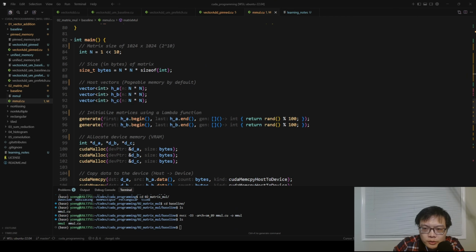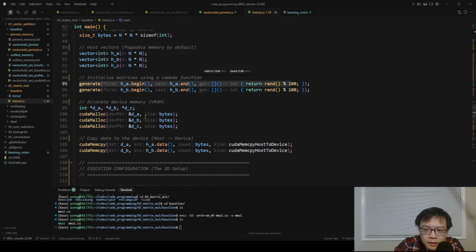Now let's go back to the host code. There's nothing new here. Instead of writing a raw for loop to initialize our vectors h_a, h_b and h_c, we use the C++ standard algorithm generate. We pass a lambda function, that is the syntax with square brackets, to fill the vectors with random numbers. This is a modern C++ style. It makes the code cleaner and less error-prone.